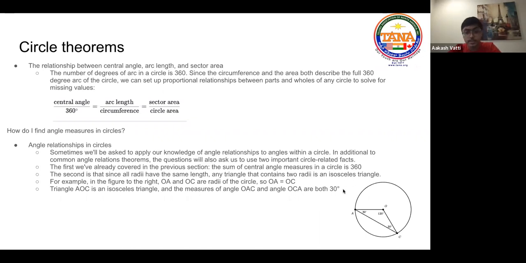For example, in the figure to the right, OA and OC are radii of the circle. So OA and OC are equivalent, OA being this, and OC being this. Those two are equivalent because they're both radii. Triangle AOC is an isosceles triangle, and the measures of OAC and OCA are both 30 degrees. OCA being this angle, and OAC being this angle.